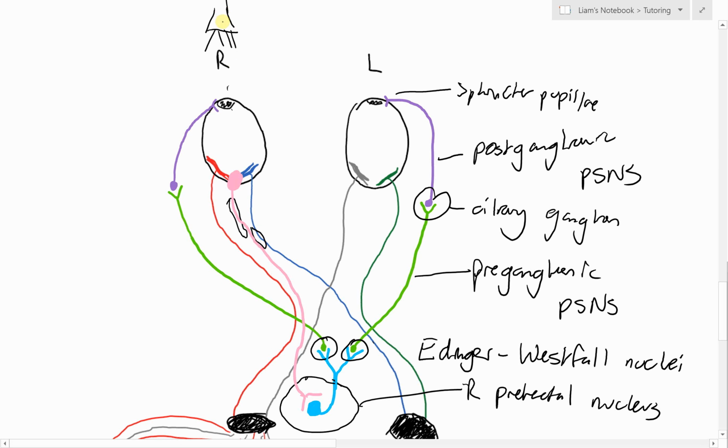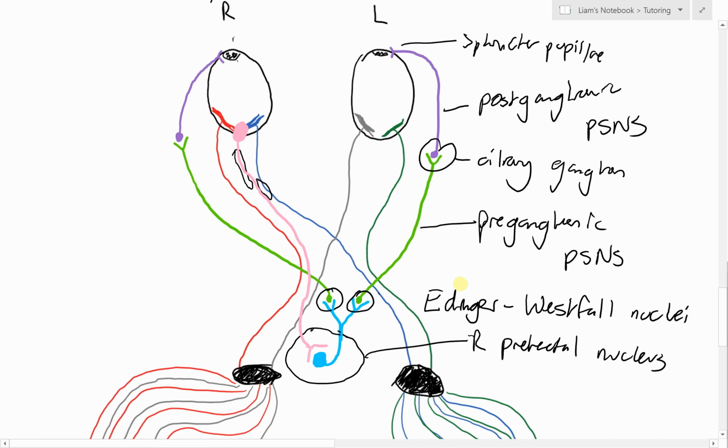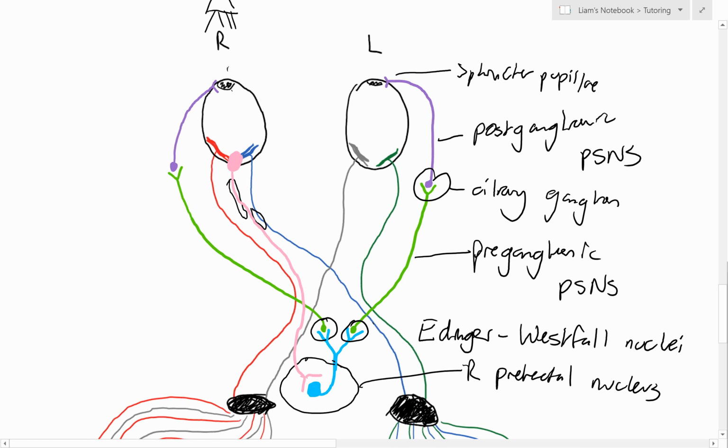So we discussed this earlier. The light shines into the right eye, is detected by the intrinsic photosensitive ganglion cell, and runs down with the optic nerve to the pretectal nucleus. It then sends off branches to both Edinger-Westphal nuclei, so both the right and left, which sends a preganglionic parasympathetic fiber to the ciliary ganglion, and then a postganglionic fiber to the sphincter pupillae, causing the pupil to constrict. So this is the pupil response.